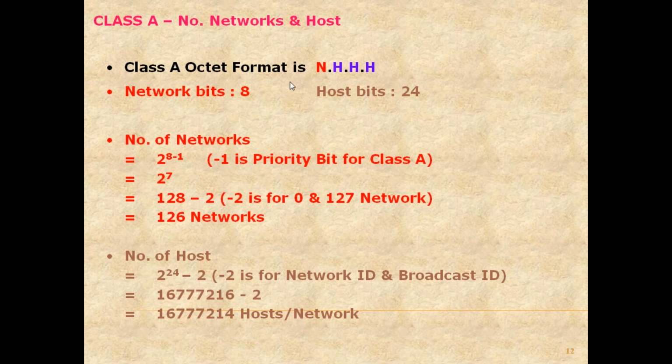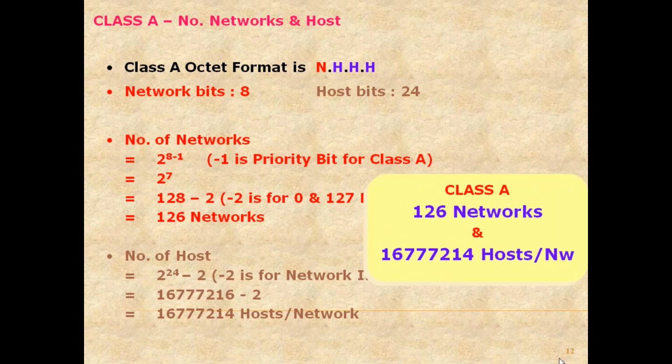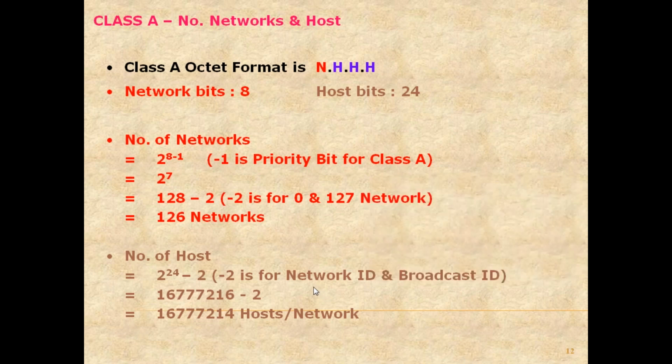Suppose you take the number as 10 here in the first octet. Number 10 will begin as 10.0.0.0 and it will go up to 10.255.255.255. So in between we got all these ranges. So in class A we have 126 networks, and in each network we have 16,777,216 hosts, minus 2. Again, why have we done minus 2? It's a big thing that we will see. So just remember we have to do minus 2 in the host portion.